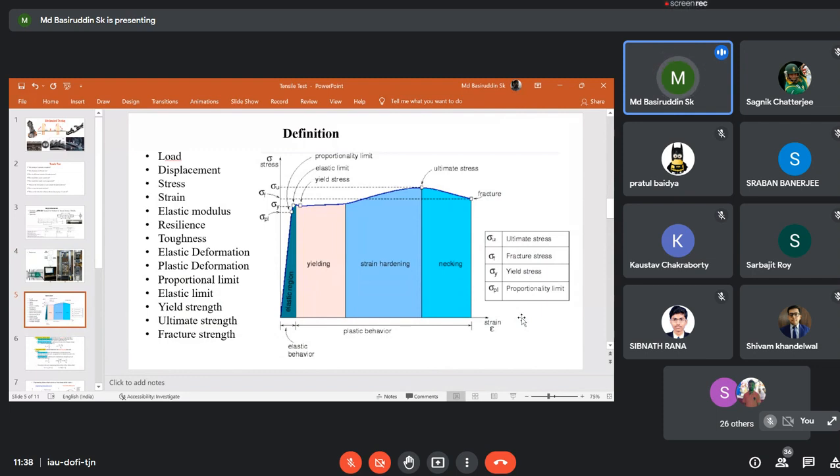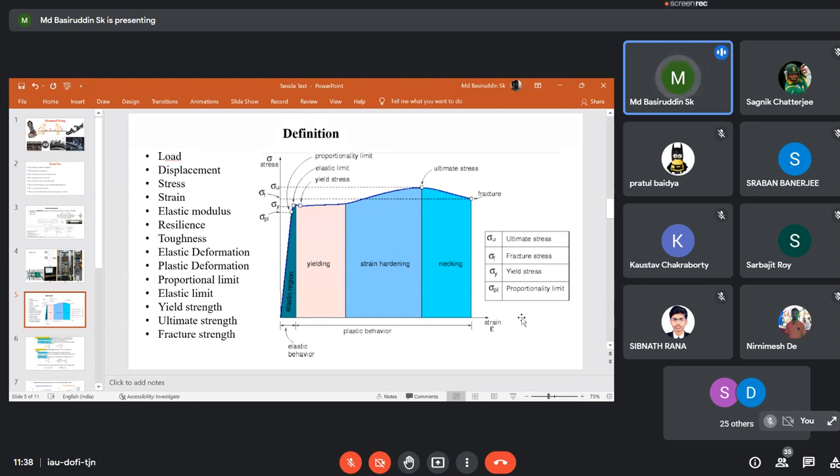Now, in order to know the tensile test more elaborately, first we need to know certain definitions, like the load. The load is very simple, you already know about that. Displacement is also known to you. Now if you have the load versus displacement data, to generalize this data we need to derive it in terms of stress and strain. So what is stress and what is strain?